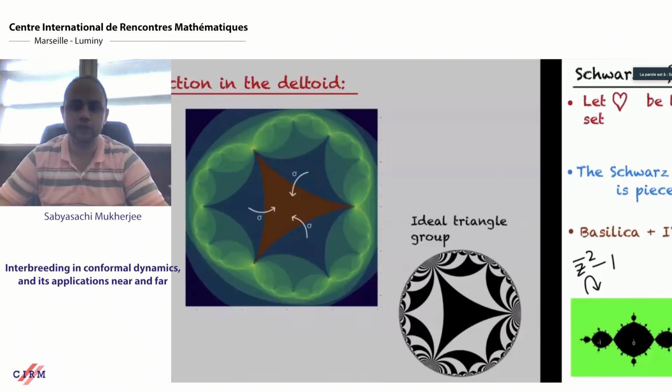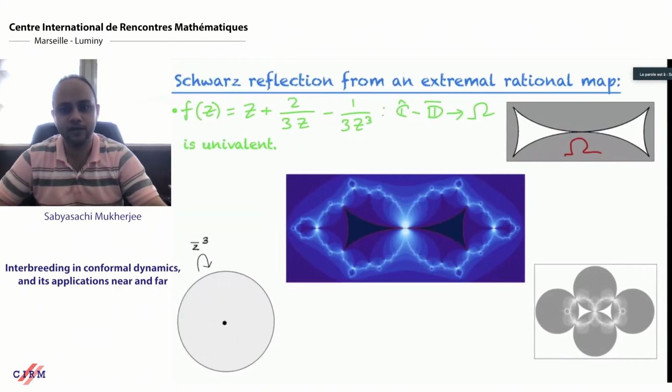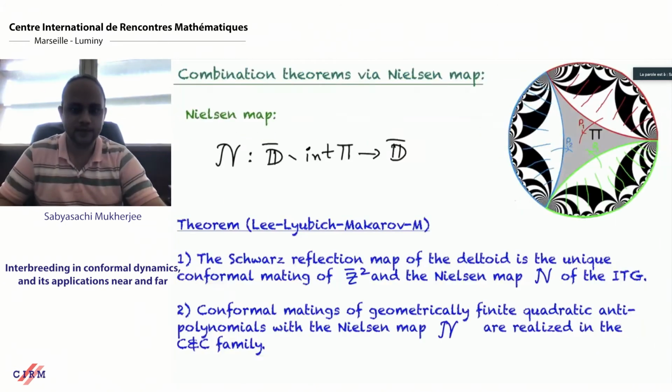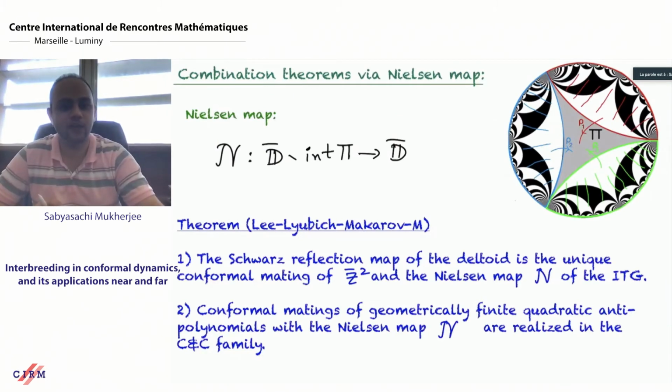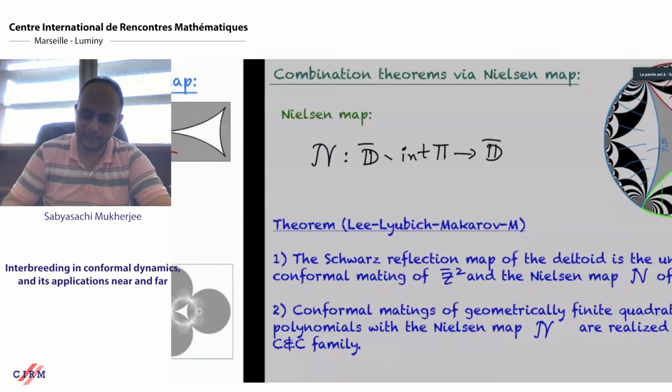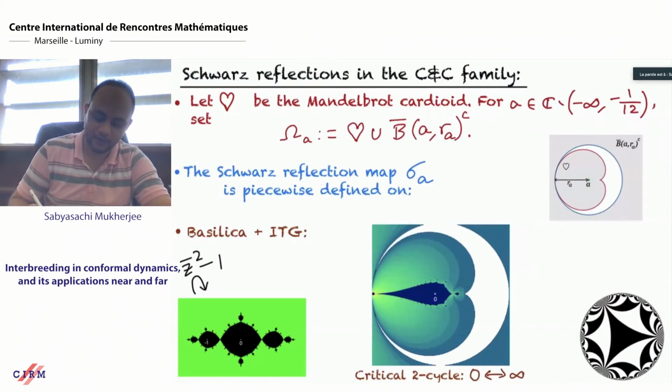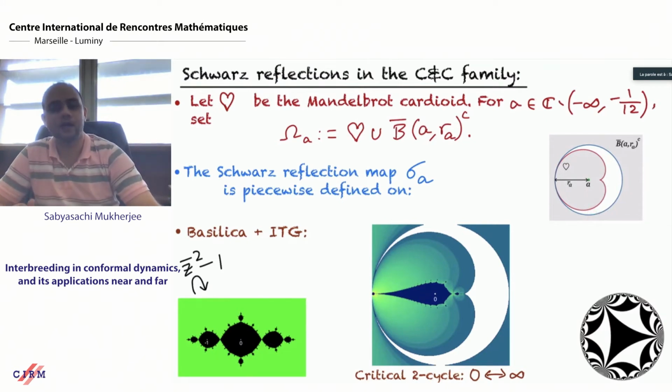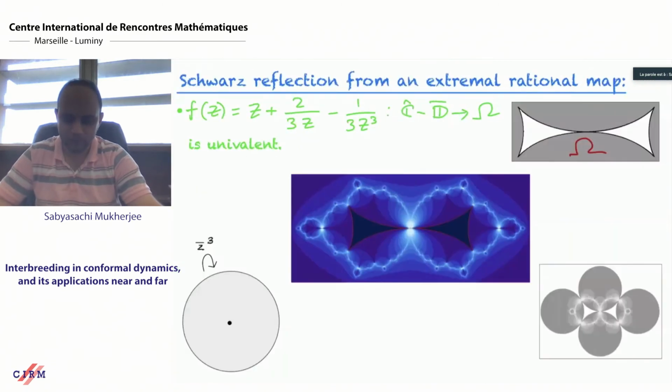And then you can put some conformal chart, some conformal coordinate on this topological two-sphere that turns all these maps into antiholomorphic maps. Similarly, let me just state that in the case of the circle and cardioid family, I've shown you in this picture that the dynamical plane of this particular map corresponding to a equals 0 looks like a combination of the Basilica antiholomorphic polynomial and the ideal triangle group. And this is indeed the case in more generality.